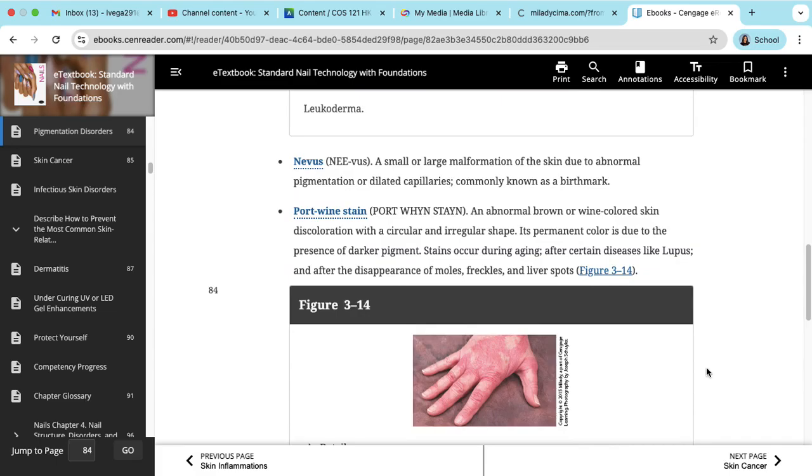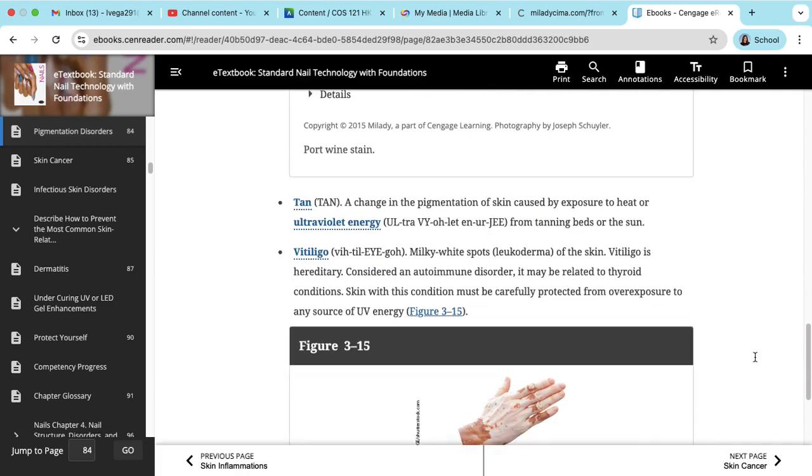Nevus, a small or large malformation of the skin. Port wine stain, an abnormal brown or wine color skin discoloration with an irregular shape. Tan, a change of pigmentation of the skin by the sun. Vitiligo, white milky spots on the skin. Vitiligo is hereditary.